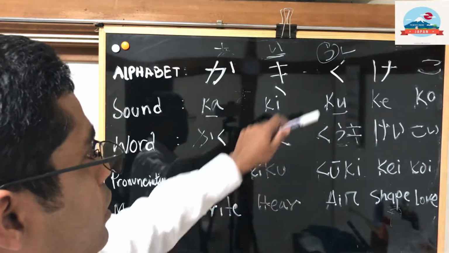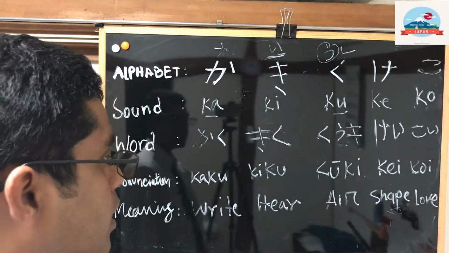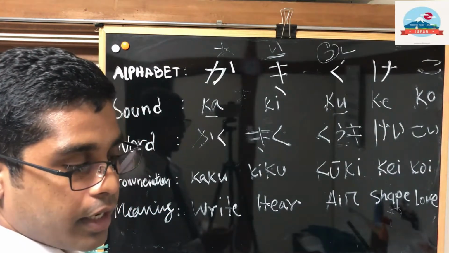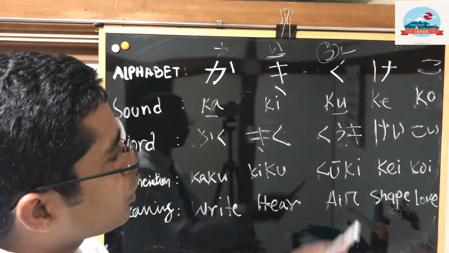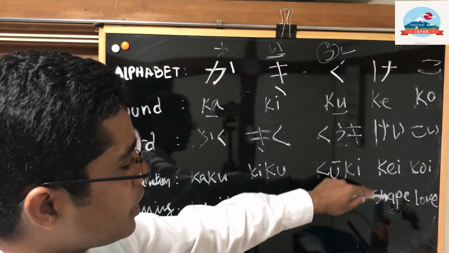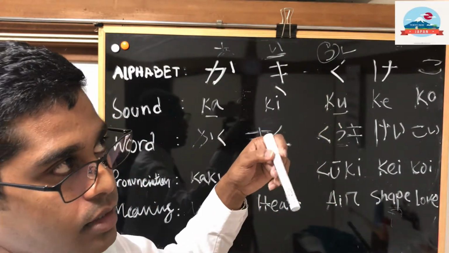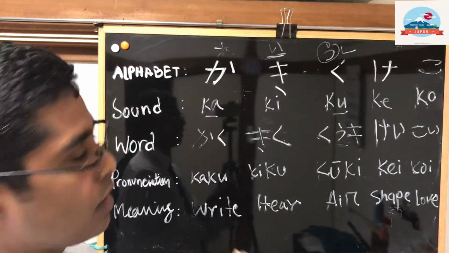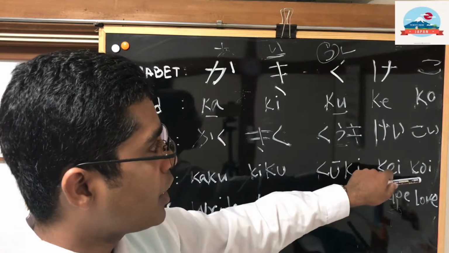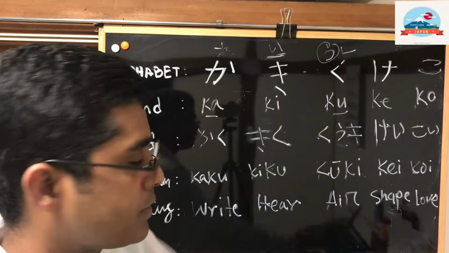Kiku here. Ku, kuki, air. Okay, then ke means shape. Ke is the shape of something. Okay, koi, ko. Koi means love. Okay.